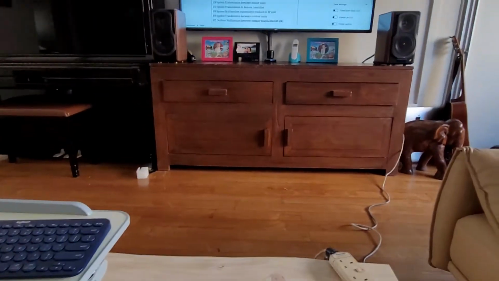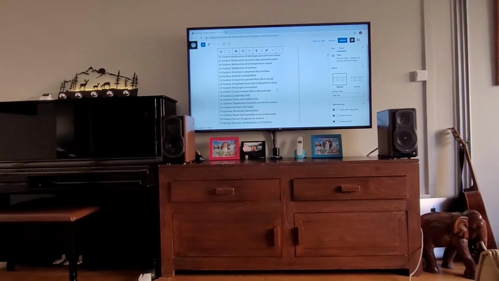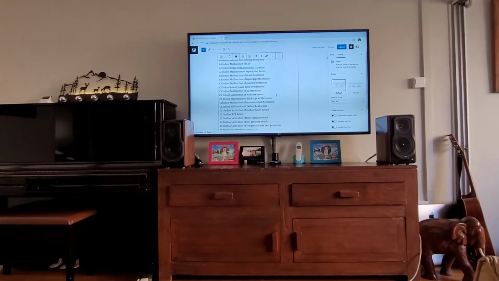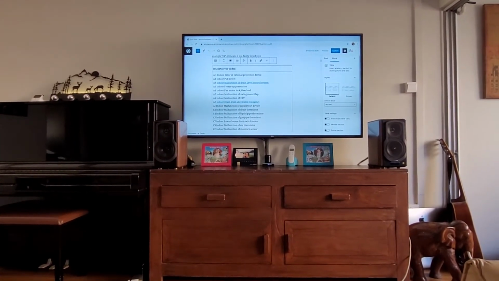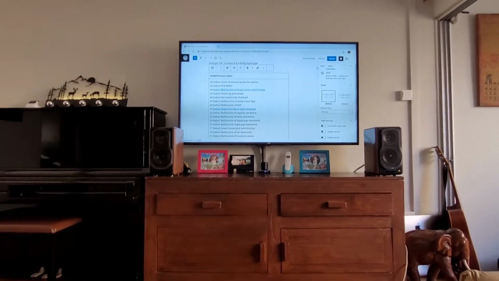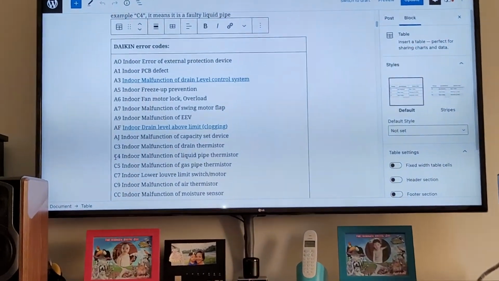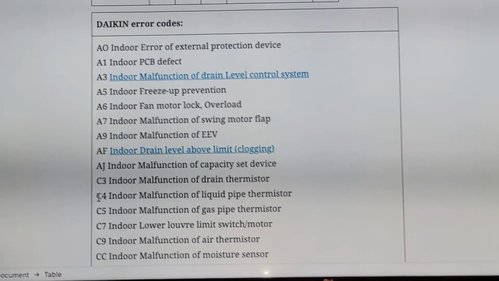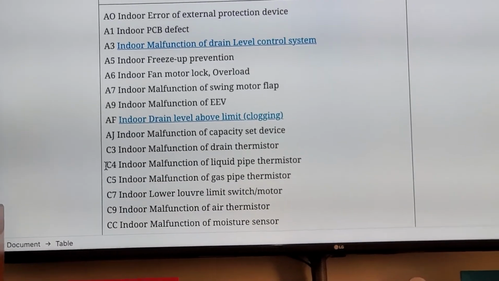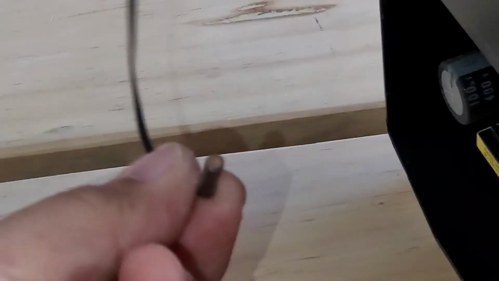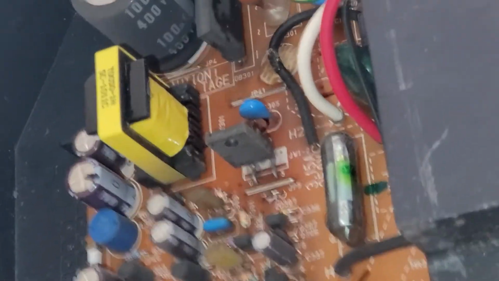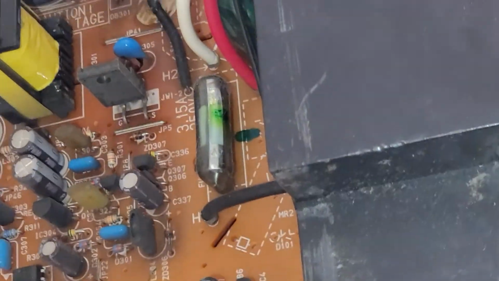Likewise, if it's a temperature sensor problem, which is one of the most common, it should be C4. C4 is one of the most common problems. Sorry, let me zoom in. C4 is one of the most common errors, which is the indoor malfunction of liquid pipe thermistor, which is this component. This is the most common problem, followed by a faulty printed circuit board. This stuff is pretty expensive.